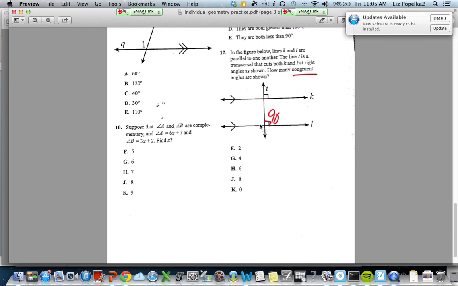So as far as angles that are 90 degrees, you have 1, 2, 3, 4, 5, 6, 7, and 8 angles that are 90 degrees. So your answer must be J.